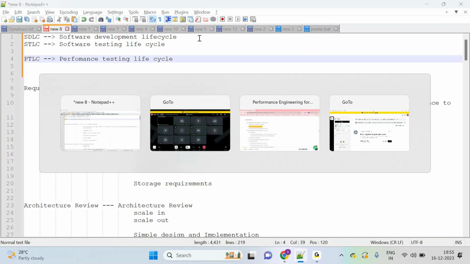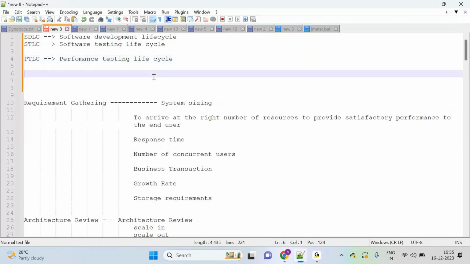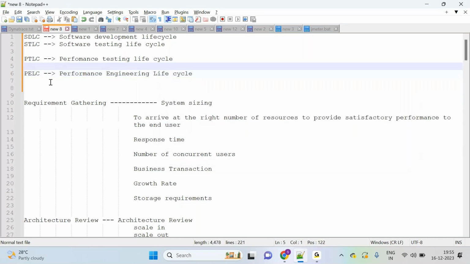So, the one that we are going to learn is the PELC, Performance Engineering Lifecycle. So, why am I more focused on this lifecycle?